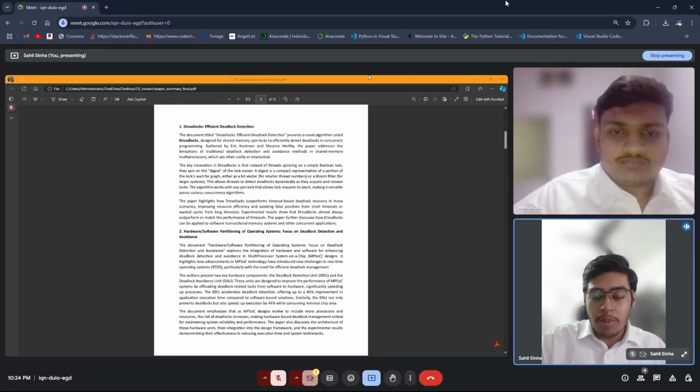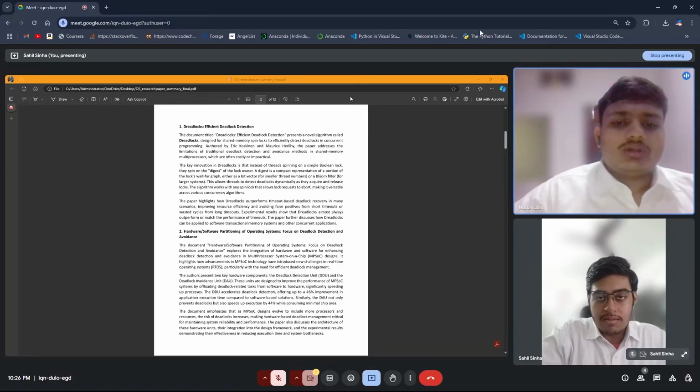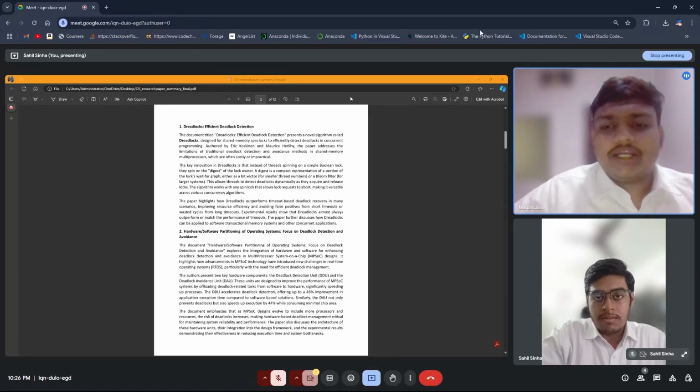And today we are going to present our OS research review paper summary on the topic deadlocks in operating systems. So now we will be starting with our first research paper, which is Deadlocks. Deadlocks is an innovative method designed to detect deadlocks in shared memory systems effectively.